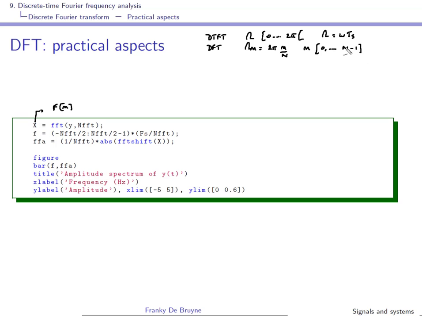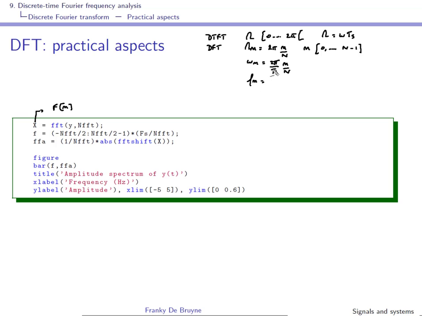N minus 1, because if we take N, we have again 2 pi, and this is the same frequency as 0. So of course you would like to write this in terms of this frequency here in radians per second. So omega n here is 2 pi over Ts times n, small n, the index, over N, the number of data, and then the frequency in Hertz.